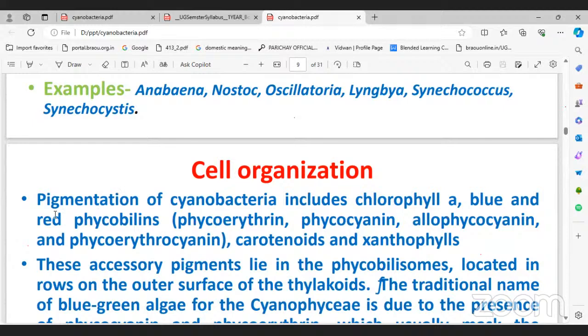And in cellular organization, we just discussed free thylakoids. In free thylakoids, just take a pen.